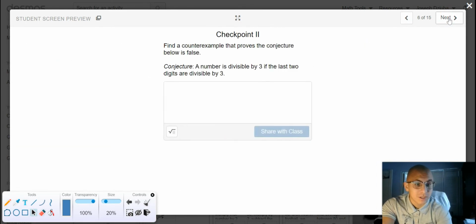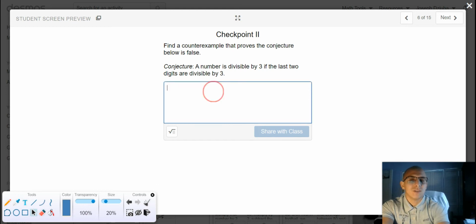Oops, that should totally say checkpoint 3 at the top. I'll have to edit this activity before I release it. Okay. So mathematically, I'd like for you to take an opportunity to find a counterexample that proves the conjecture below is false. A number is divisible by 3 if the last 2 digits are divisible by 3.